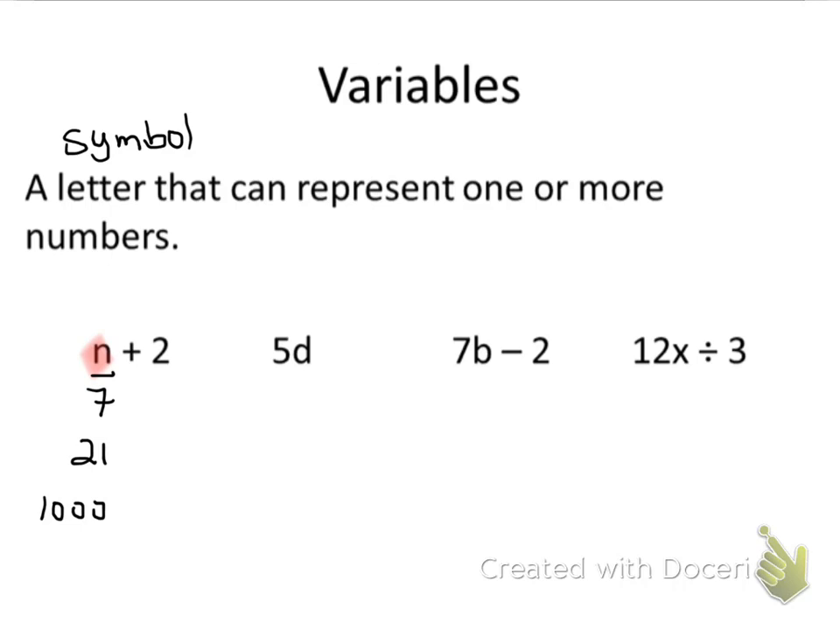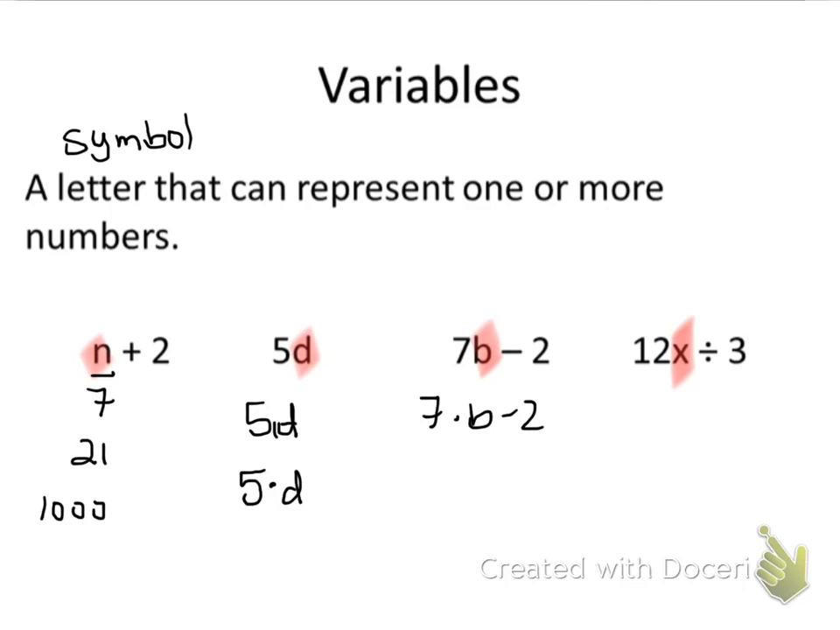This d is also a variable. Now here, it just says 5d. There's no operation symbol or anything like that. This really means 5 times d. When we're writing variables, if there's no symbol in between, it means times. The next one, 7b minus 1. So our variable is the b, and this would mean 7 times b, minus 1.